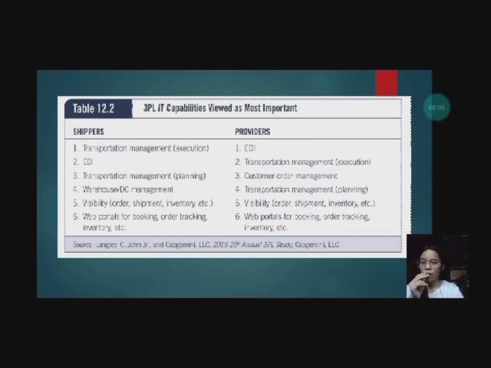3PL IT capabilities viewed as most important. So, for shippers, number 1 is transportation management execution. For providers, number 1 is EDI. Number 2 for shippers is EDI, then for providers it is transportation management execution. Transportation management planning, customer order management. Then number 4 is warehouse or DC management. Then for providers, it is transportation management planning.